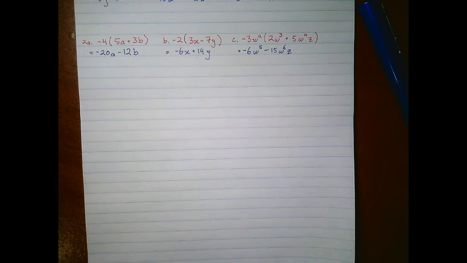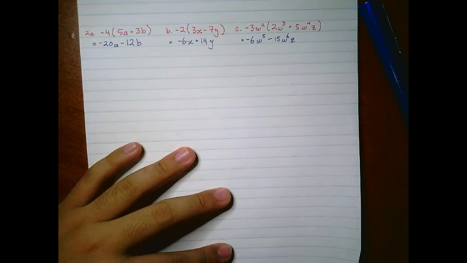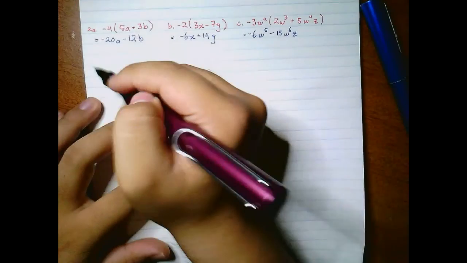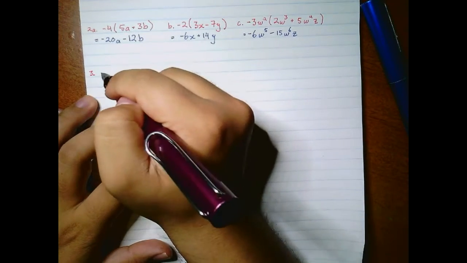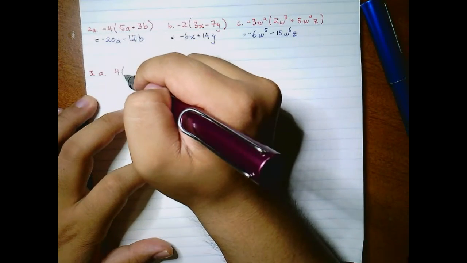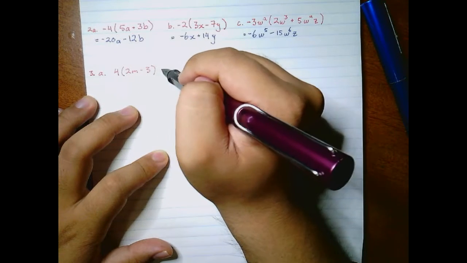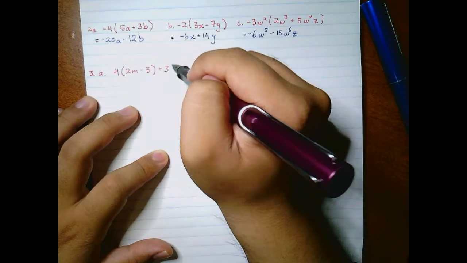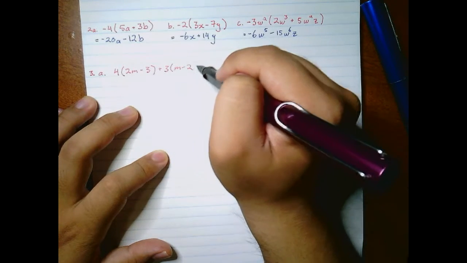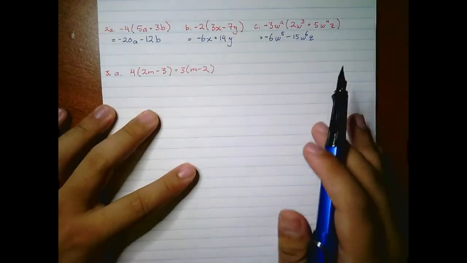Now it doesn't get any more difficult if we have multiple groups in the same expression. By that I mean, let's take into account, for example, let's go further. 3a, let's take a look at this. 4 outside 2m minus 3 plus 3m minus 2. Let's look at this seemingly complicated problem.